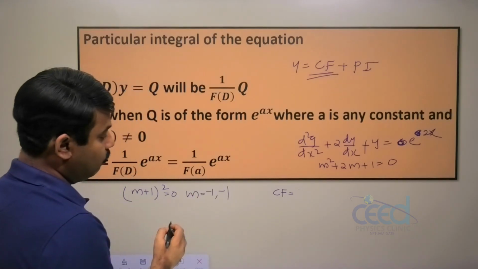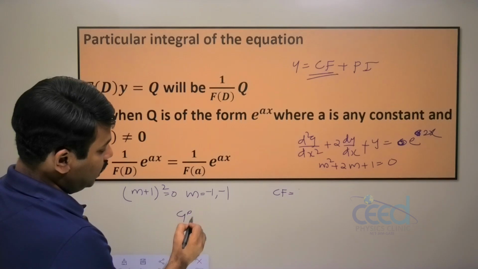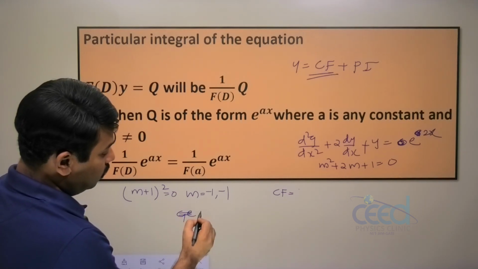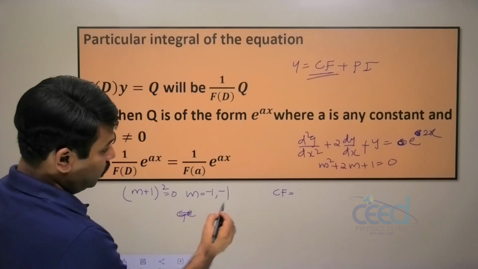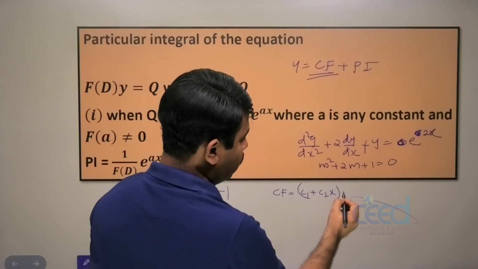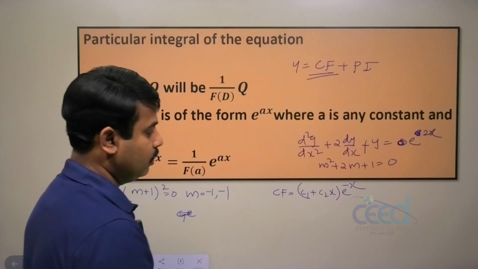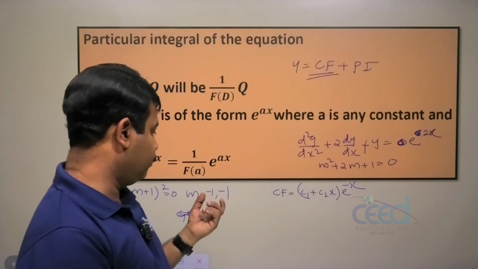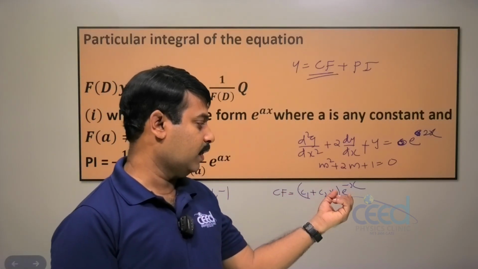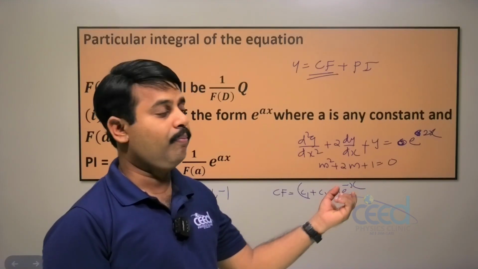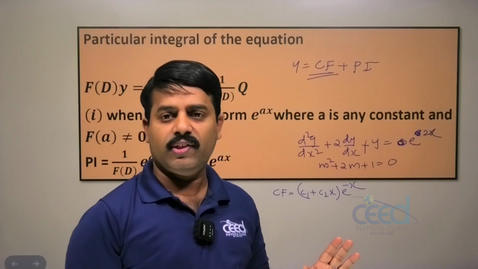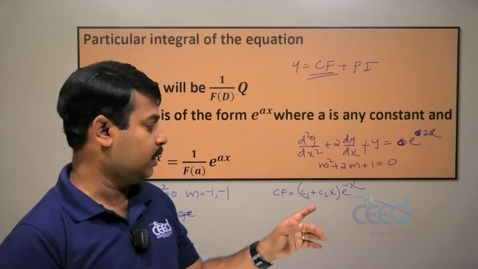If roots are equal, the complementary function is equal to c1 plus c2x, e raised to minus x. If three roots are equal, what do we do? c1 plus c2x plus c3x square, into e raised to mx, where m is the equal root. That we saw, okay, go back to the previous lecture.